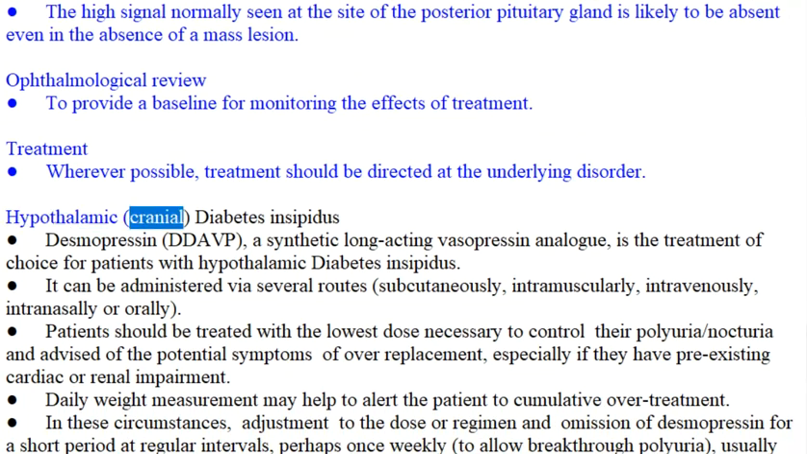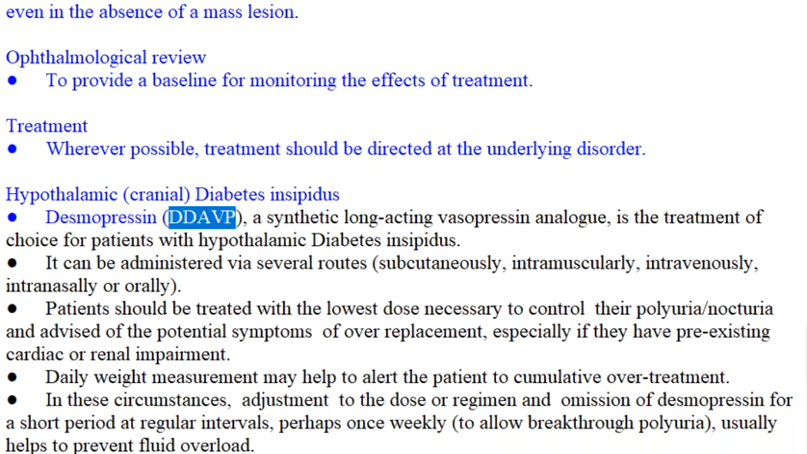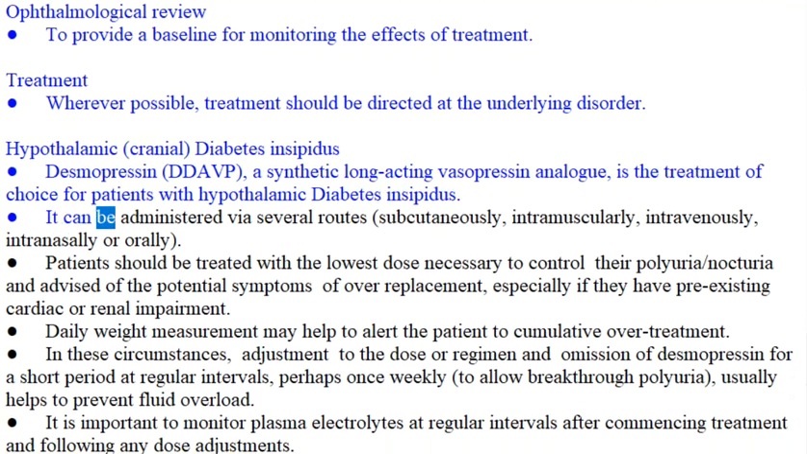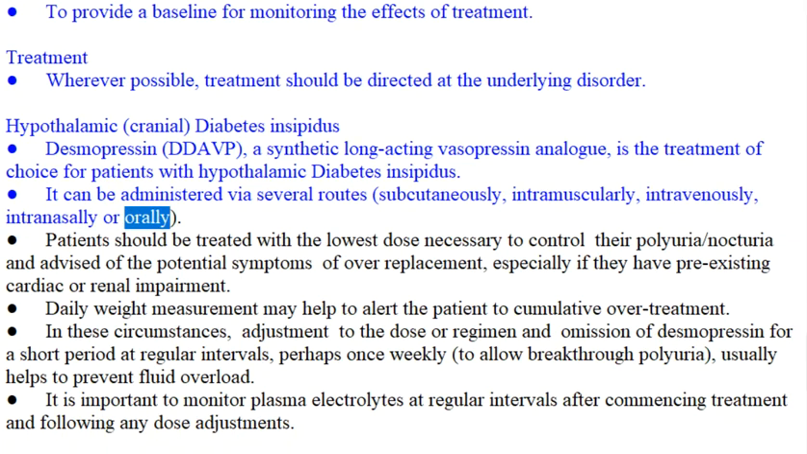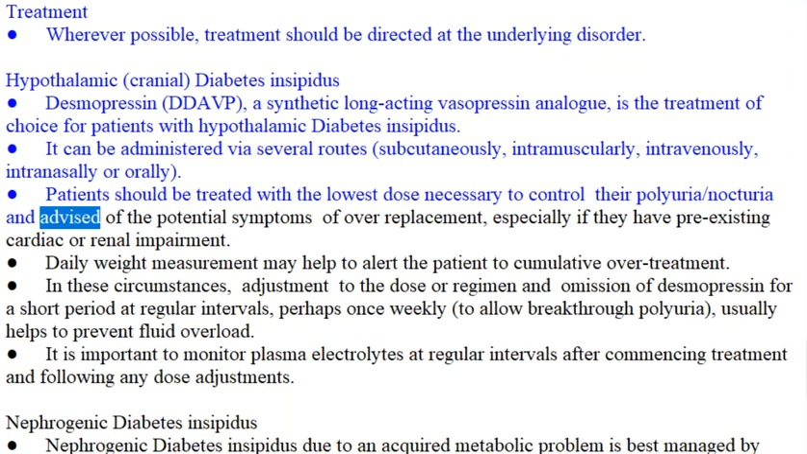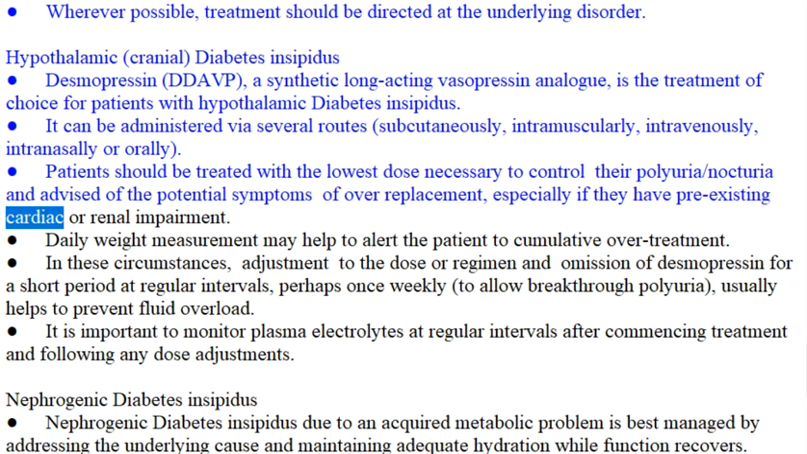Hypothalamic, cranial, diabetes insipidus. Desmopressin, DDAVP, a synthetic long-acting vasopressin analog, is the treatment of choice for patients with hypothalamic diabetes insipidus. It can be administered via several routes: subcutaneously, intramuscularly, intravenously, intranasally, or orally. Patients should be treated with the lowest dose necessary to control their polyuria/nocturia and advised of the potential symptoms of over-replacement, especially if they have pre-existing cardiac or renal impairment.